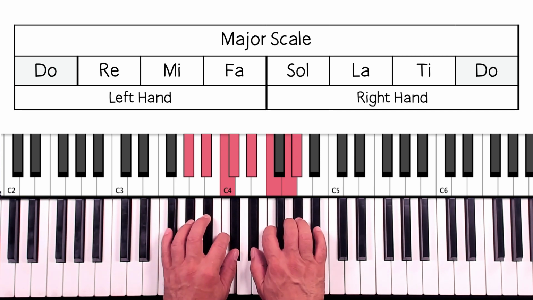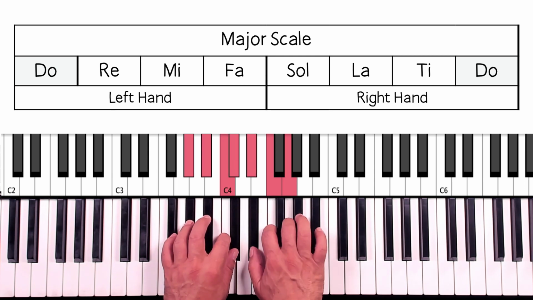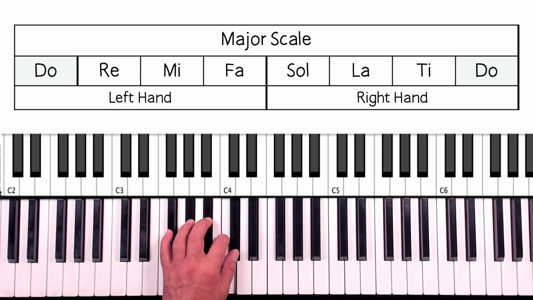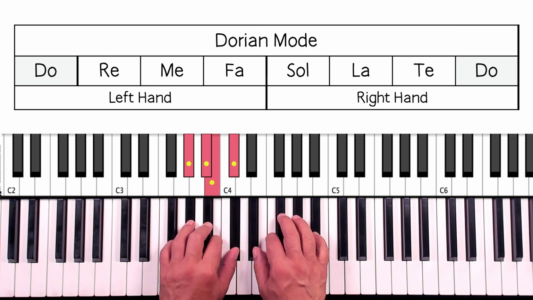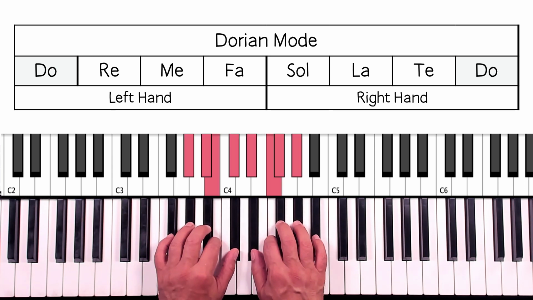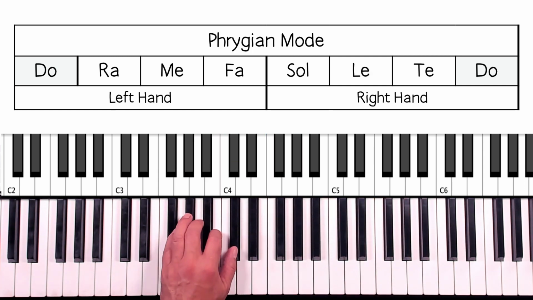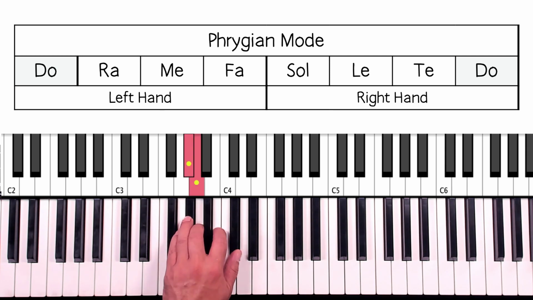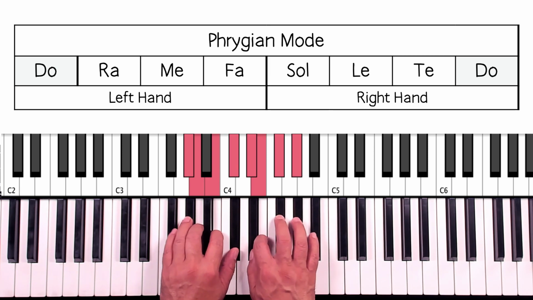Good, so I'm getting here my A flat major. Do, re, mi, fa, sol, la, ti, do. And let's move on to A flat Dorian or G sharp Dorian. Do, re, mi, fa, sol, la, ti, do. And we're gonna play all the notes together. Now let's go to G sharp Phrygian. Do, ra, mi, fa, sol, la, ti, do. And together.